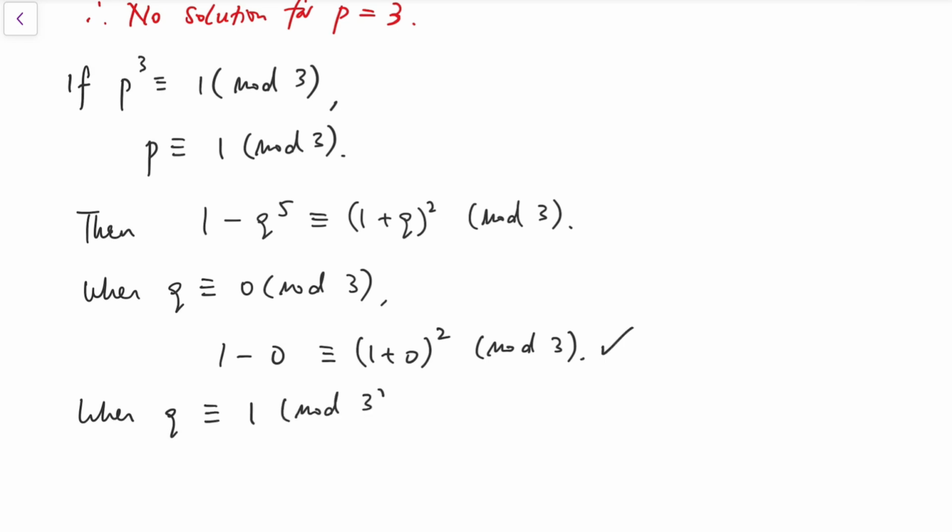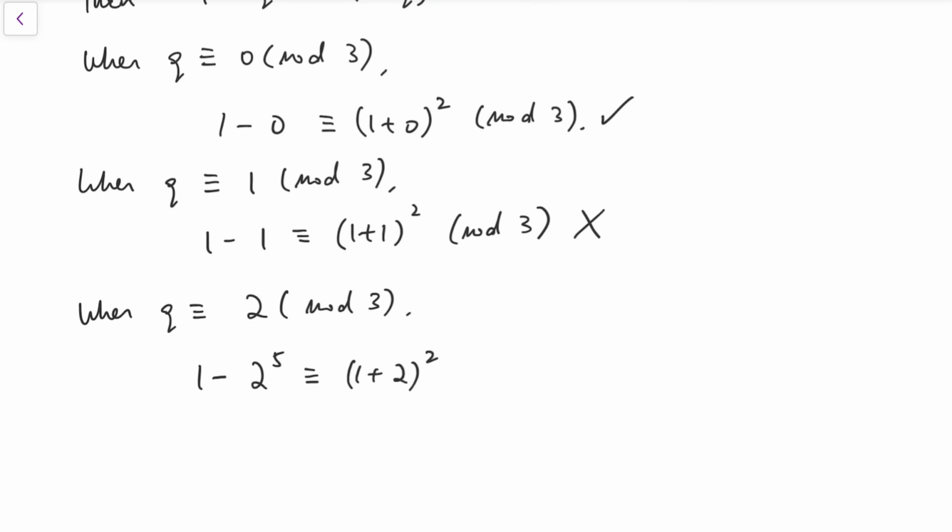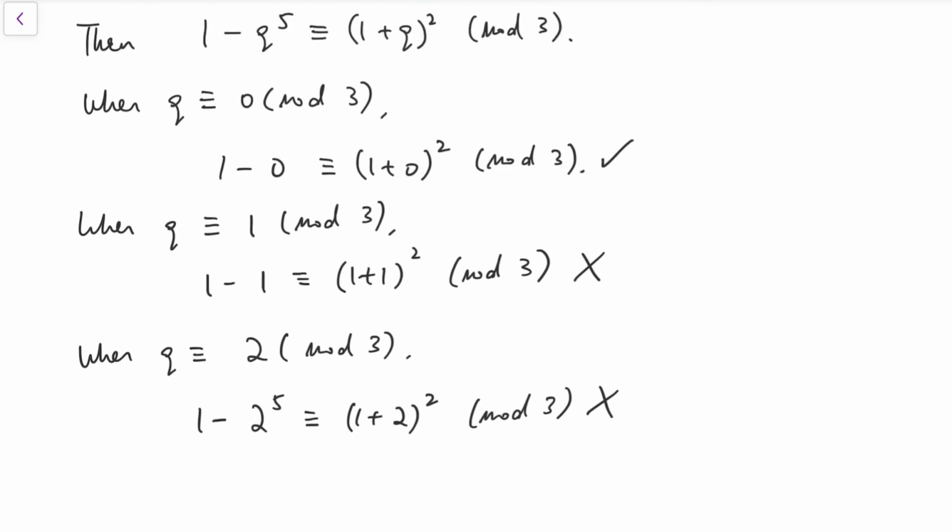When q is congruent to 1 mod 3, 1 minus 1 to the power 5, which is just 1, is congruent to 1 plus 1 all squared mod 3. But this cannot happen because the left is 0 and the right is 4. Whereas for q congruent to 2 mod 3, 1 minus 2 to the power 5 has to be congruent to 1 plus 2 all squared. And that's not true again because 1 minus 2 to the power 5 is minus 31, which is not a multiple of 3, but the right side is congruent to 0 mod 3. So we've again removed two cases among p congruent to 1 mod 3.